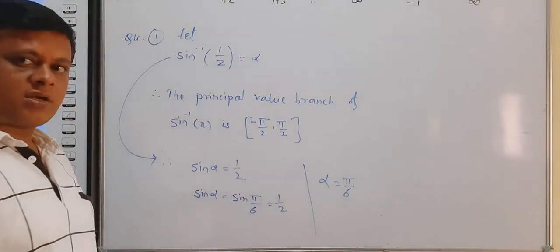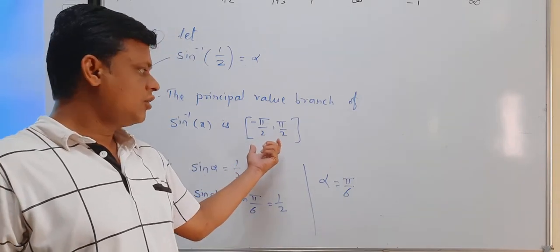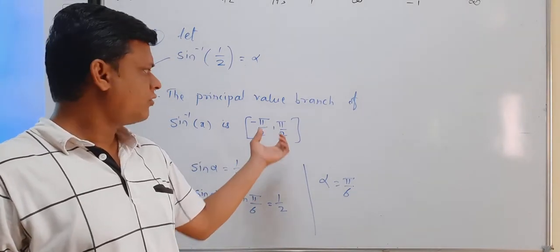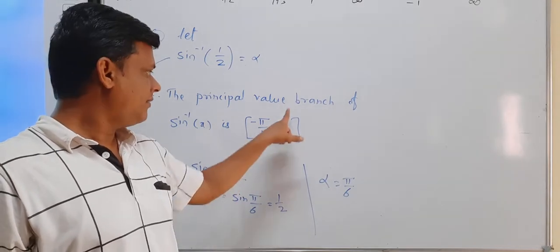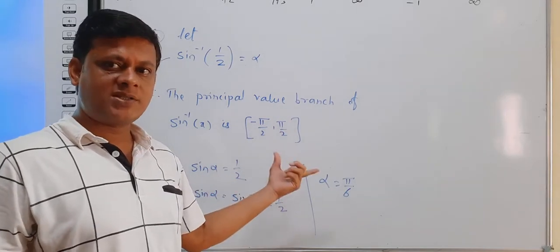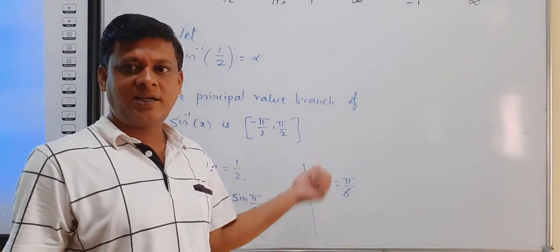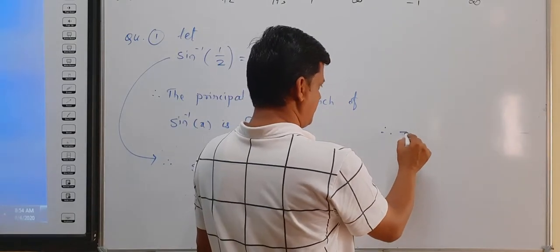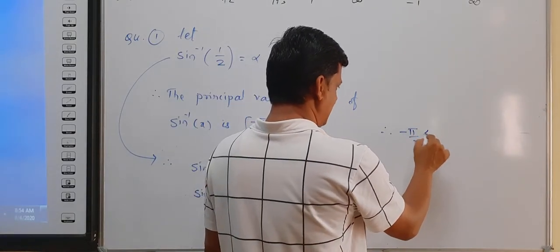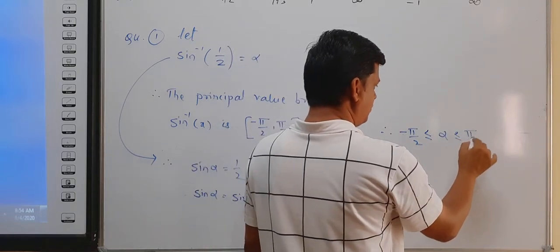Now we have to check whether this alpha equal to pi by 6 belongs to this closed interval or not. You can easily check. Minus pi by 2 means minus 90, and pi by 2 means plus 90. And we know that 30 lies between minus 90 and plus 90. Therefore we write, minus pi by 2 less than or equal to alpha less than or equal to pi by 2.